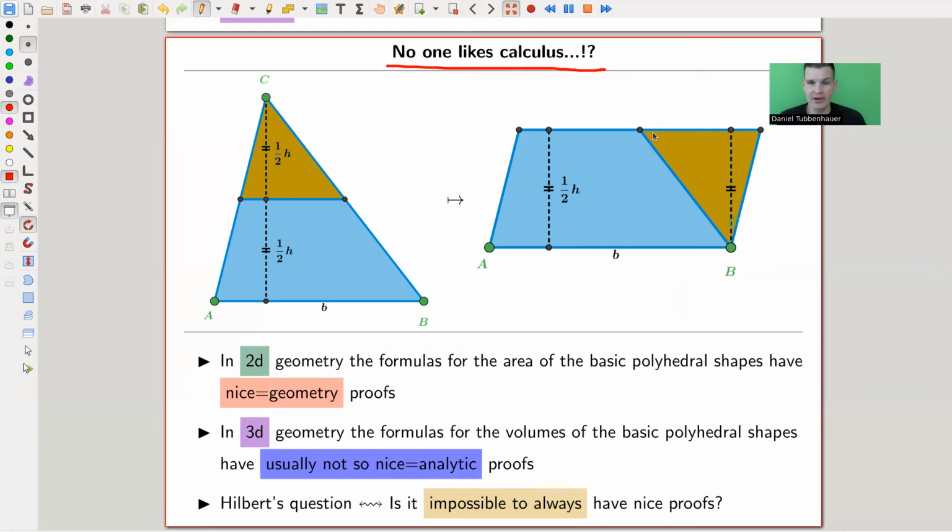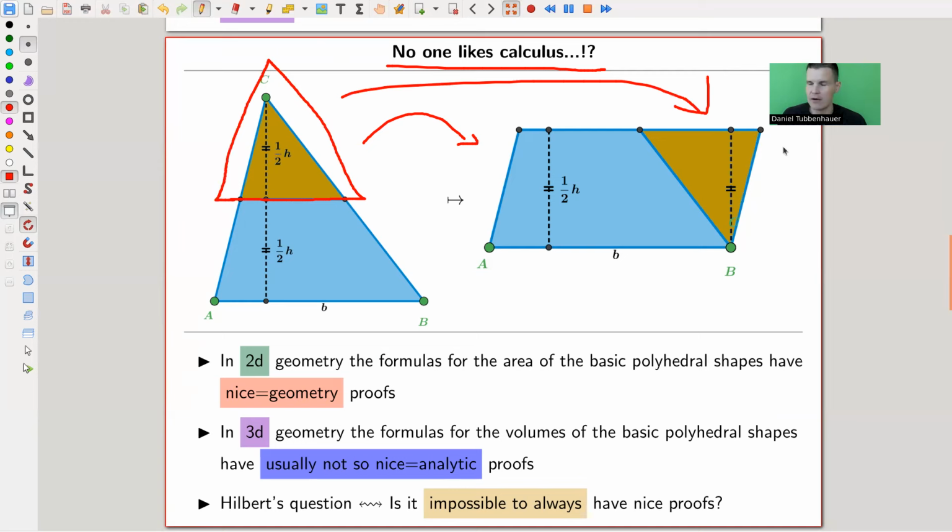In 2D geometry, what the old Greeks did, usually you can derive all the standard formulas for a triangle and so on from one another by using some form of rearrangement of the pieces. Just plain geometry tricks. So here you take the triangle, you all know the formula for the triangle, but here's a way to prove it. You cut off the top, rearrange it into whatever this shape is, and for this one the area is well known, so you get one of the formulas from the other. And this works really well in 2D. You have probably seen a trillion different rearrangement arguments in 2D.